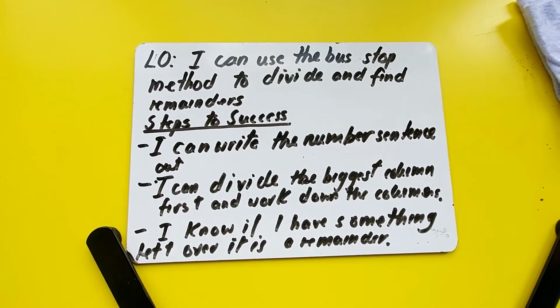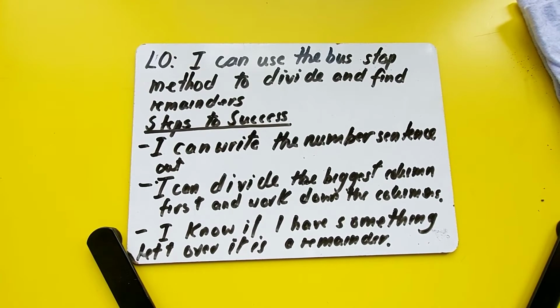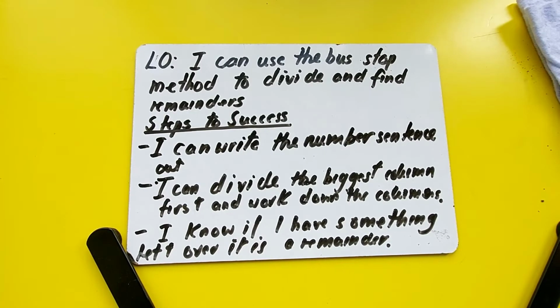Yesterday we looked at just dividing with no remainders, and we were dividing two digits by one single digit using the bus stop method, or the formal method as it's known. Today we're going to move on a little bit. We're still going to be dividing just two-digit numbers, but this time we are going to be getting remainders, which is tricky but not that tricky.